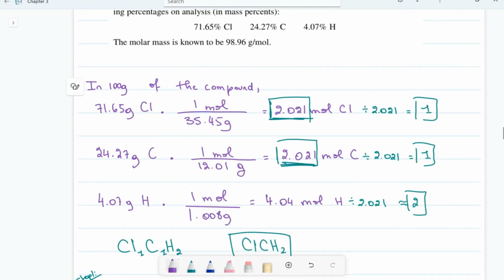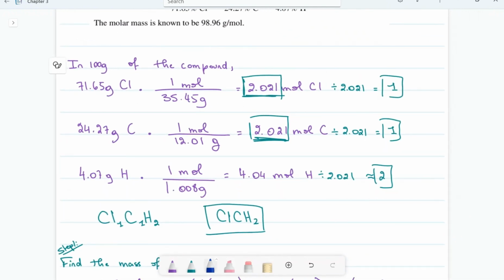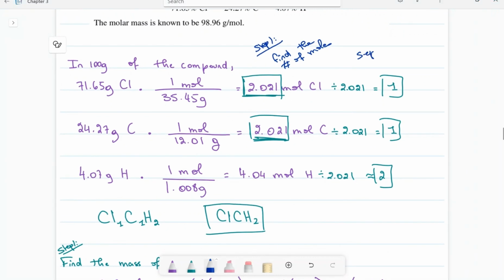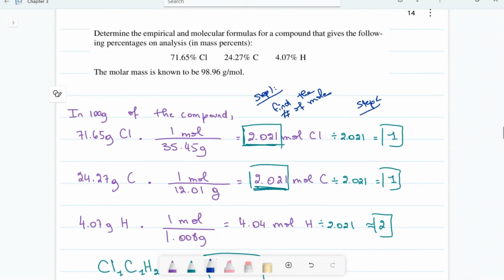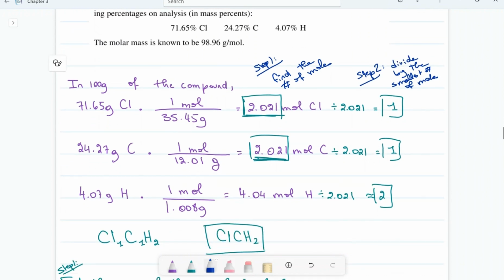Just as a summary, for the empirical formula, start by finding the number of moles. So I will write this step 1. Find the number of moles. And then step 2, in step 2, we divide by the smallest number of moles to get these 3 ratios.